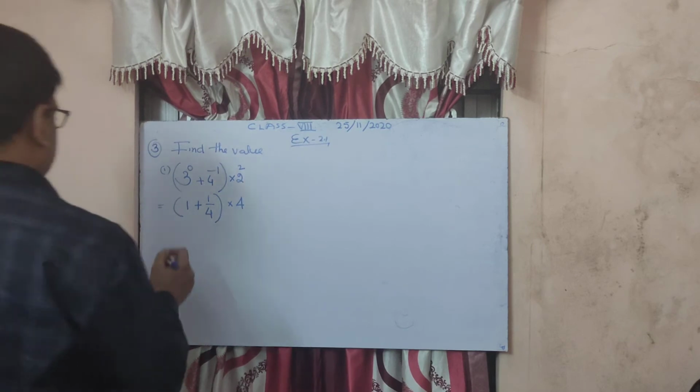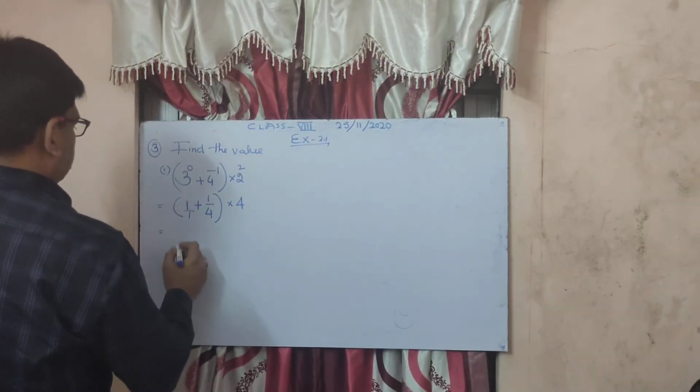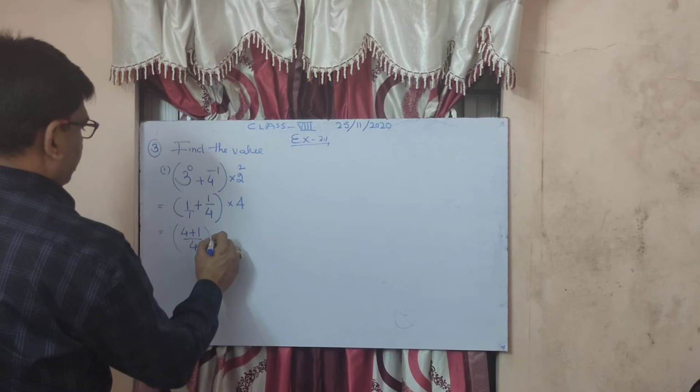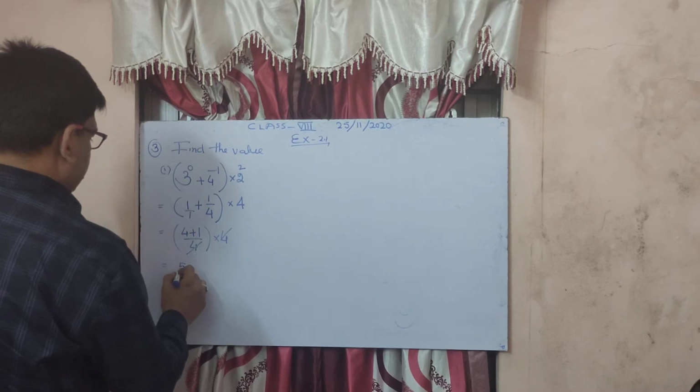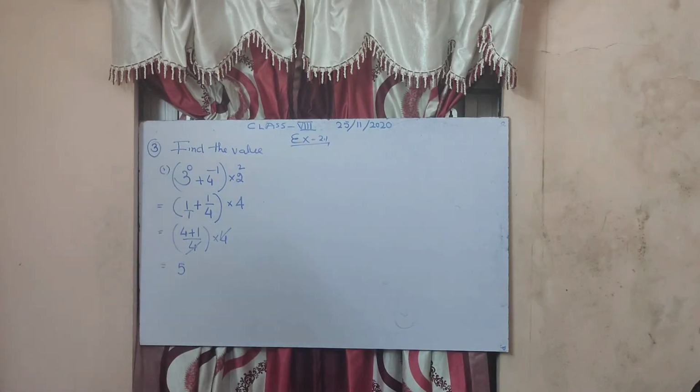Now, what is the LCM? It is 4 here. So 4 plus 1 divided by 4 into 4. This 4 gets cancelled. What remains? 5 is the answer.